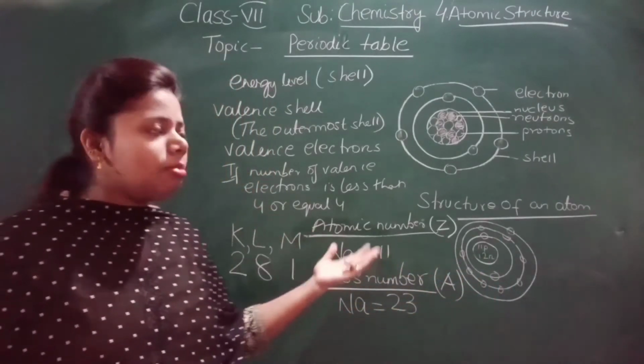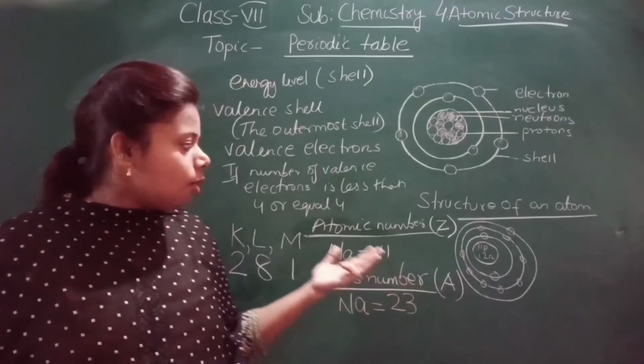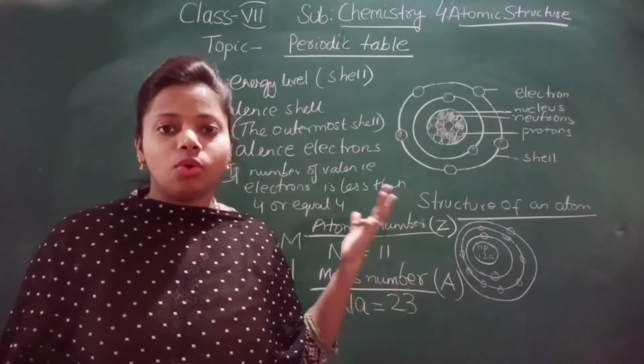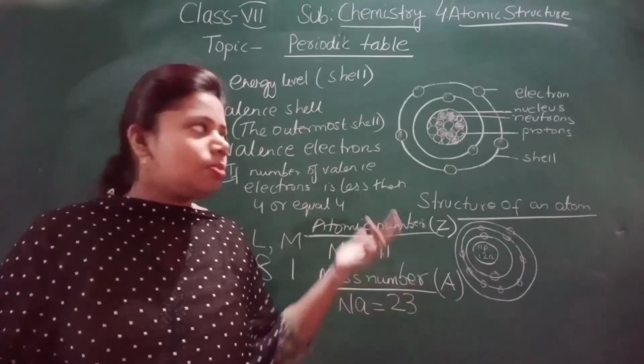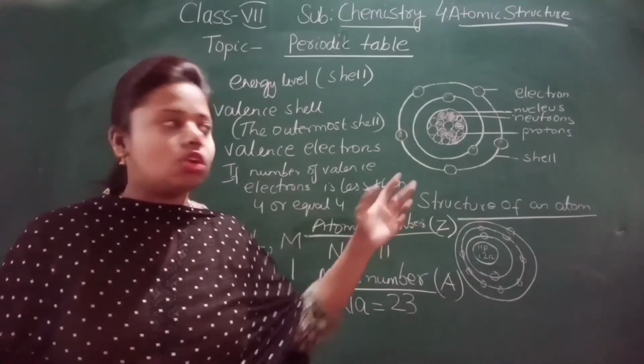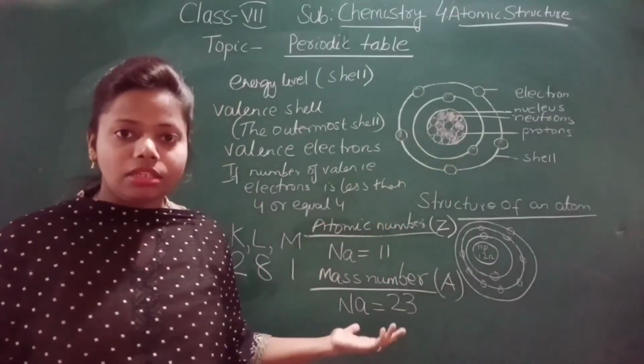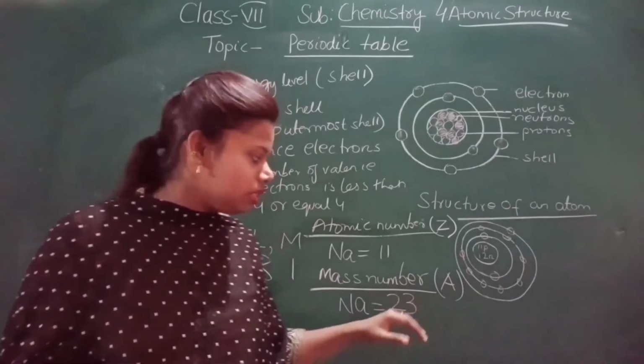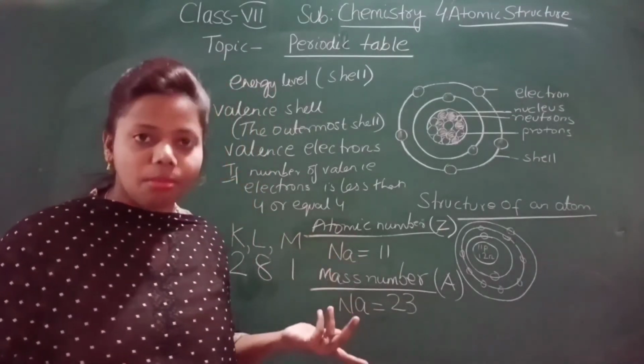What is the atomic number? It is the number of protons. What is the mass number? It is the total number of neutrons and protons present in the center, in the nucleus. So we call that the mass number. How to get the number of neutrons? By subtracting the atomic number from the mass number.